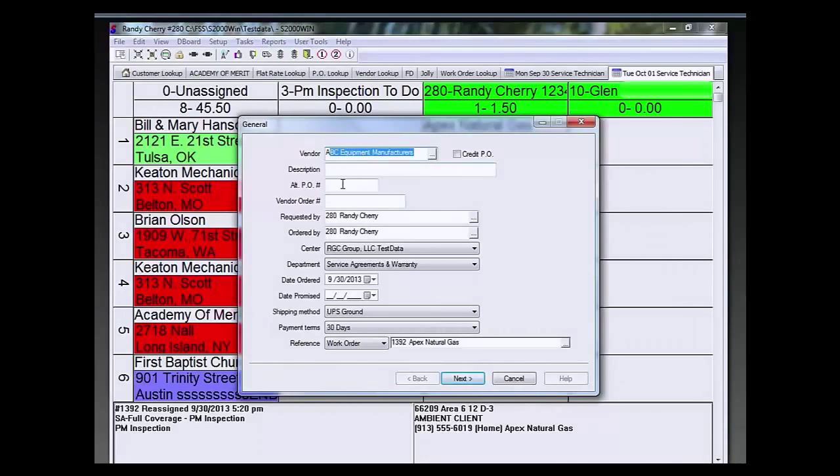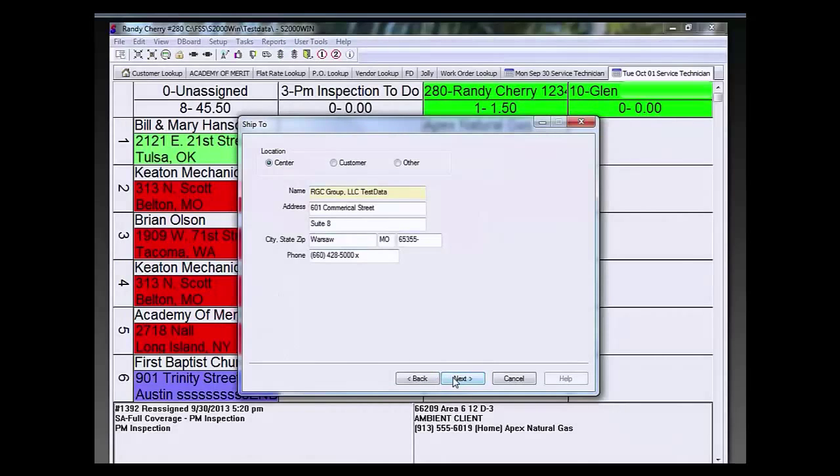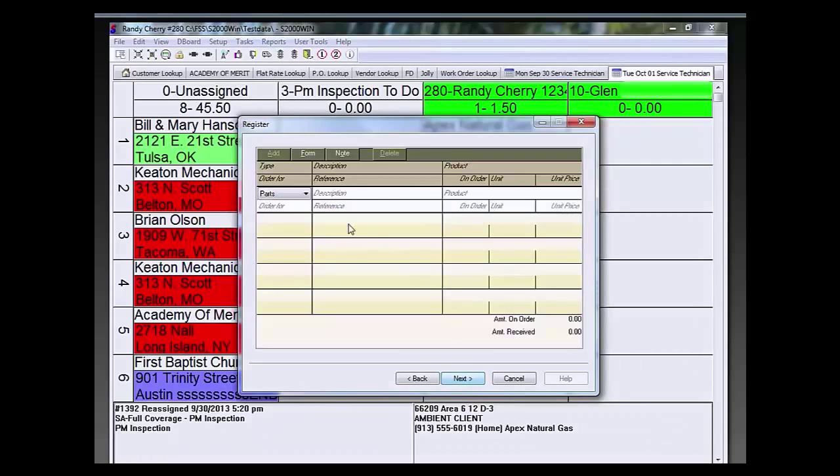You'll note that we can indicate who the vendor or the supplier is, who it's requested by, which would be myself in the office, and the various ship method and or payment terms will be defaulted, and this can be changed on the fly. We can override any of these since he's picking up parts directly from the supplier. So let's go to Next. And now we can actually indicate the parts that he's picking up and using. We can pick our parts right from our parts file and indicate that it's for this specific work order.